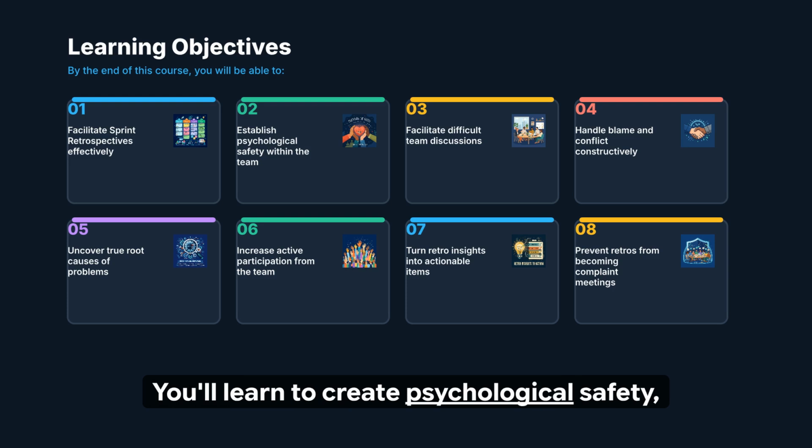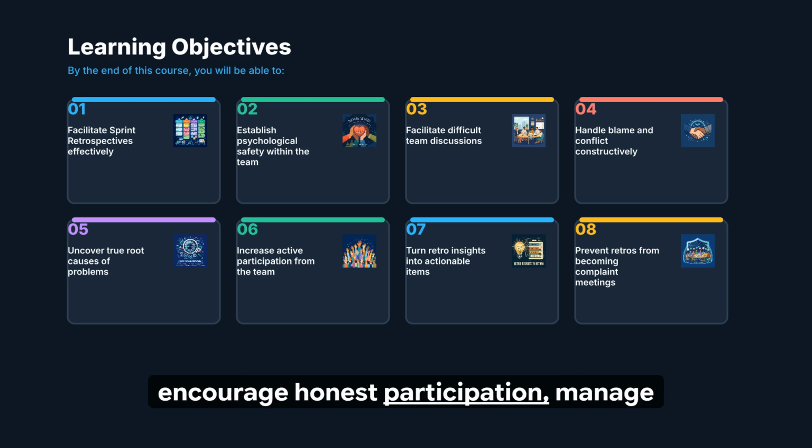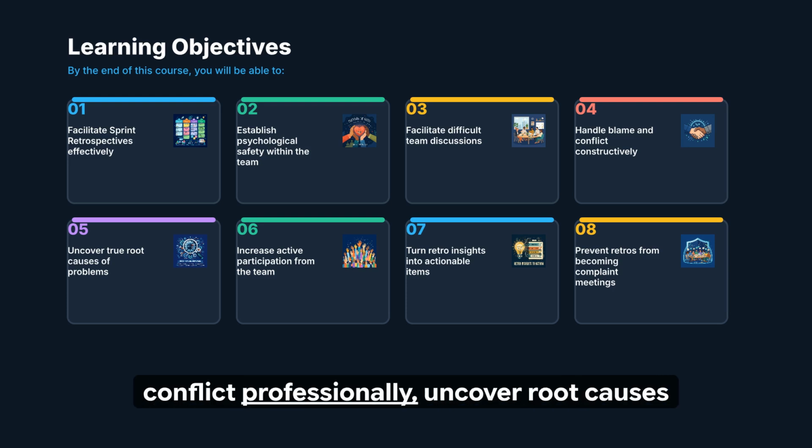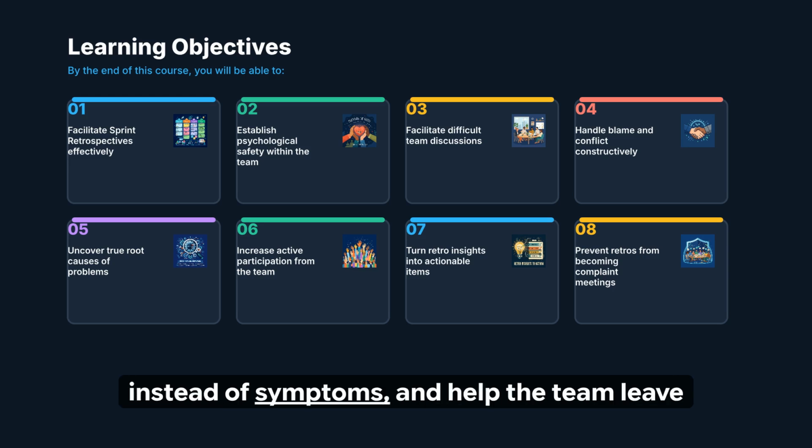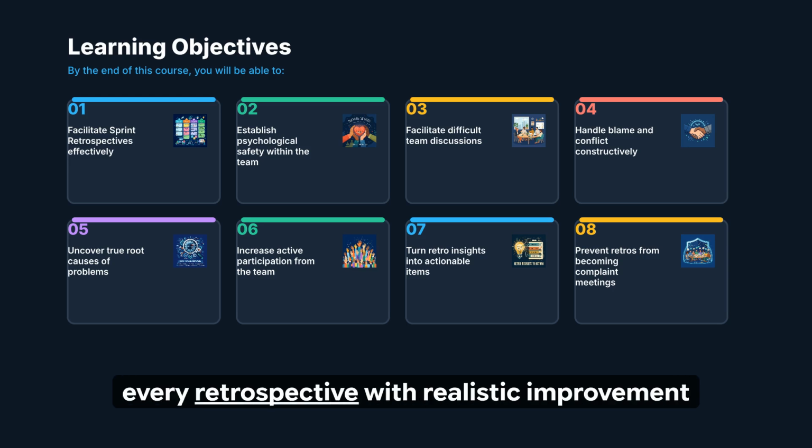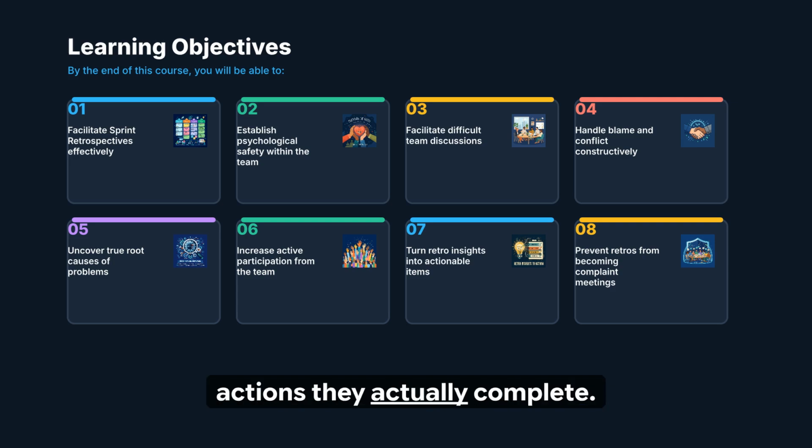You'll learn to create psychological safety, encourage honest participation, manage conflict professionally, uncover root causes instead of symptoms, and help the team leave every retrospective with realistic improvement actions they actually complete.